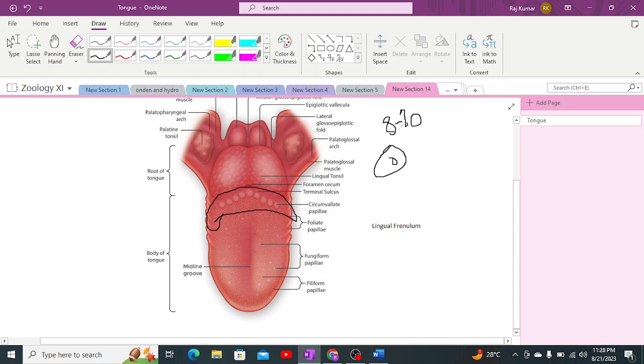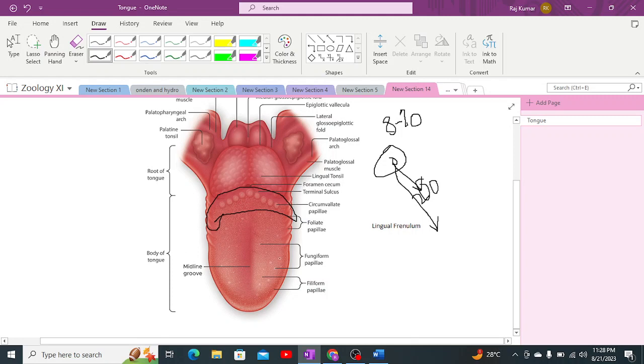Inside circumvallate papillae there are taste buds. How many taste buds are present here? Almost 200 to 250 taste buds. Their ability is to detect bitterness. They can detect other tastes as well, but mostly we consider them as detecting bitterness.